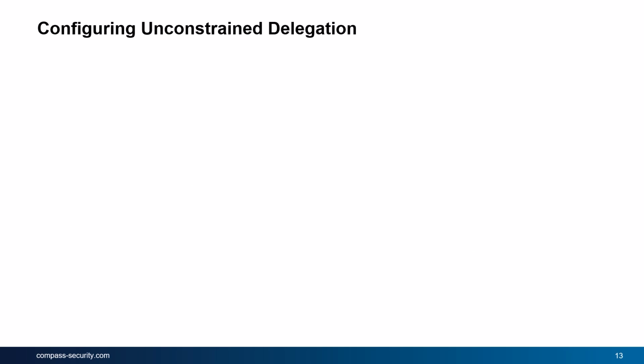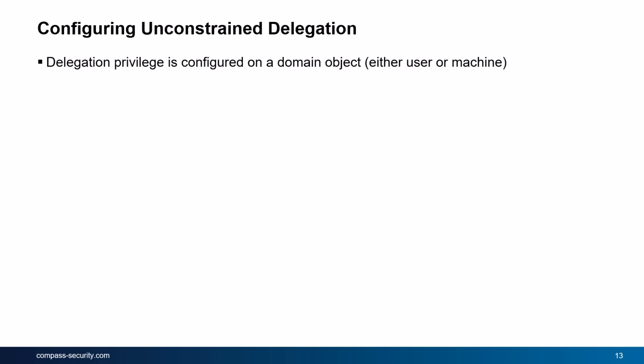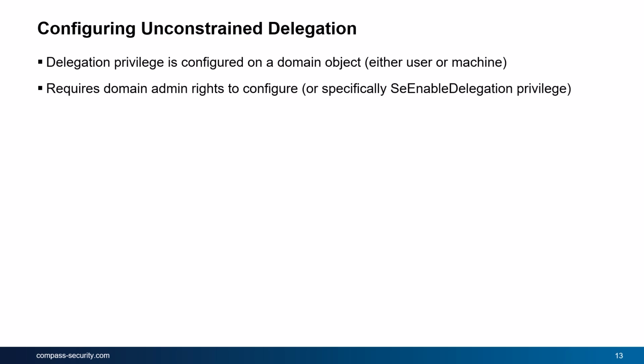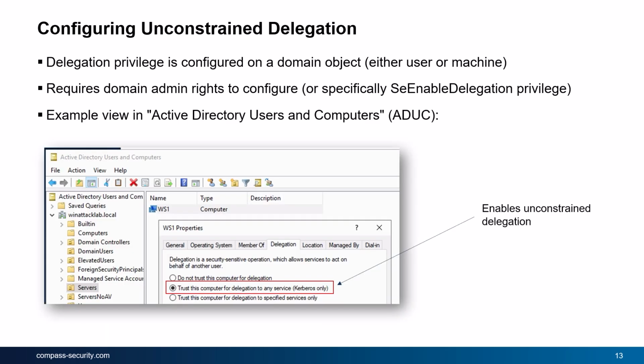Now, if you want to configure unconstrained delegation, this has to be done on the respective domain object. So that is either a user or a machine account. And configuring unconstrained delegation requires domain admin rights, or specifically a privilege called SeEnableDelegationPrivilege, which is typically only granted to domain admins.